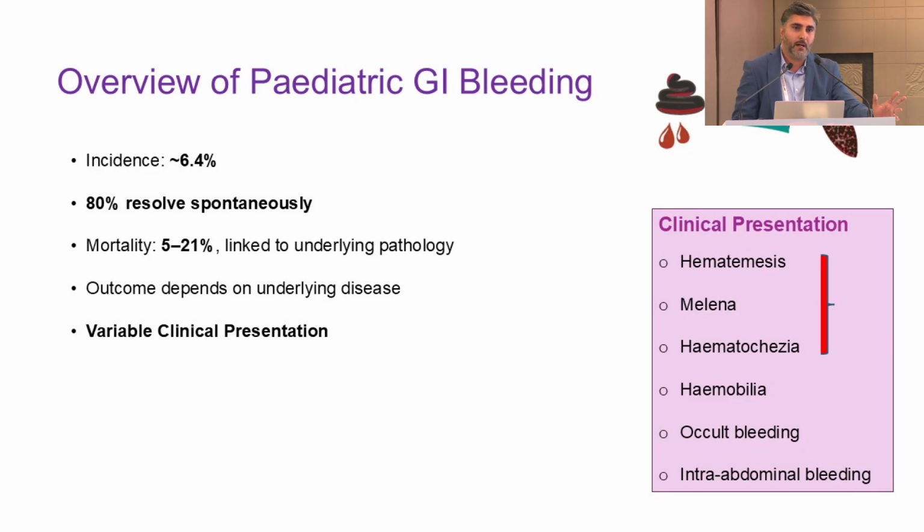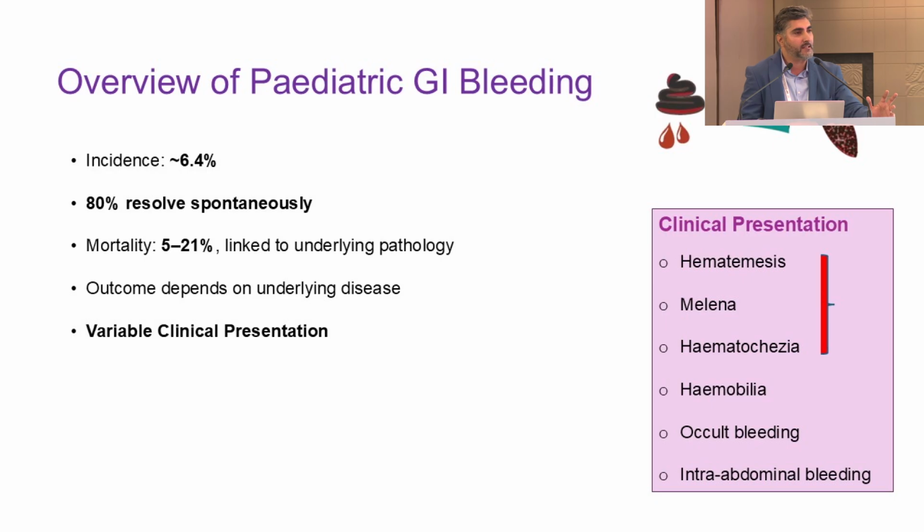Clinical presentation: upper GI bleed usually presents as hematemesis or melena. Hematochezia is seen with lower GI bleed or brisk upper GI bleed. Sometimes patients may present with occult bleeding or anemia only. And in case of trauma or iatrogenic injuries, we may find intra-abdominal bleeding only.